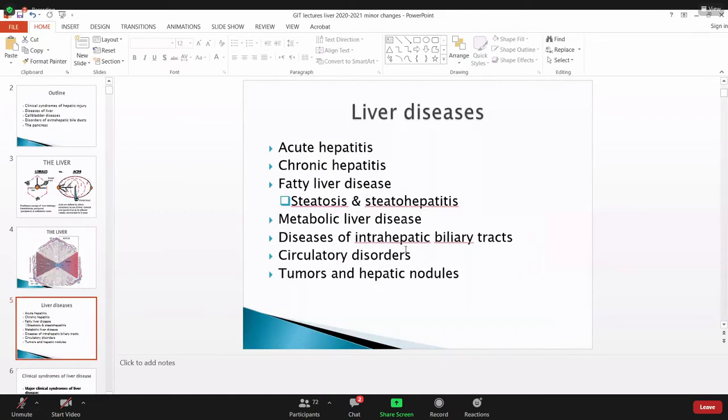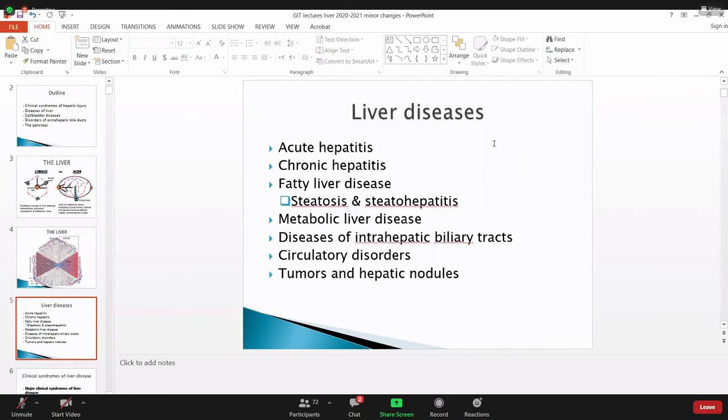Liver diseases: the general features of chronic hepatitis, then we will talk about fatty liver diseases, steatosis and steatohepatitis. We will talk about them in detail, so don't worry now. Metabolic liver diseases we will not discuss in much detail, then circulatory disorders and tumors and hepatic nodules.